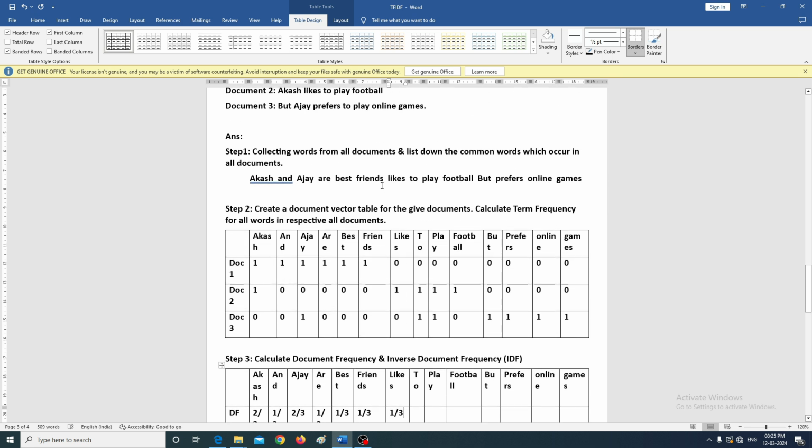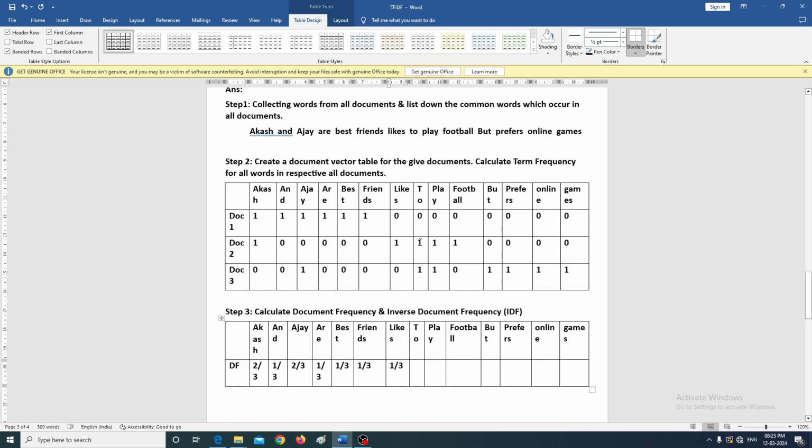The 2 word comes in 2 documents, so the document frequency of the 2 word would be 2/3. And the next play word comes in 2 documents, so the document frequency of the play word would be 2/3. Football comes in only 1 document, that would be 1/3. But also comes in 1 document, so the document frequency of the but word would be 1/3. Prefers also comes in 1 document.